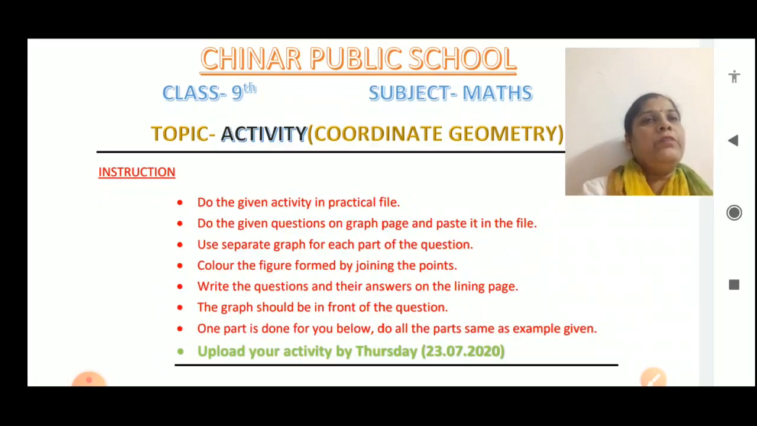Second point, do the given question on graph paper and paste it in the file. You have to draw the figure on the graph paper and paste it in the practical file. Third point is, use a separate graph for each part of the question.